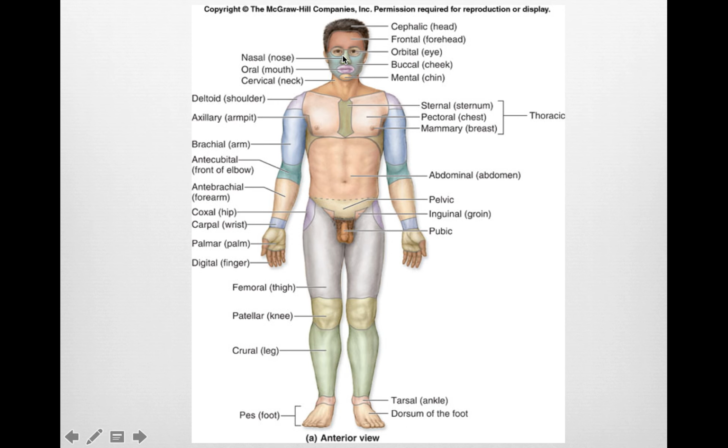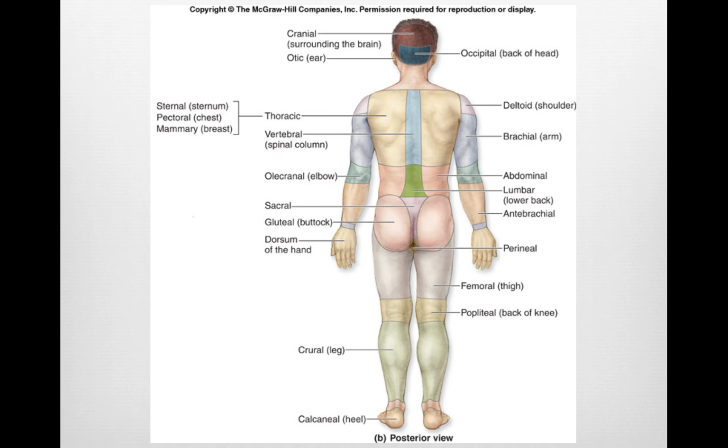So say, for example, the nasal region is that area associated with the nose. The orbital region is that area associated with the eye. The abdominal region is that area associated with the abdomen. The femoral area is that area associated with the thigh, right? So, names for specific body regions. And the posterior regions have different terms to focus on different regions, but again, the same kind of thing, landmarks.